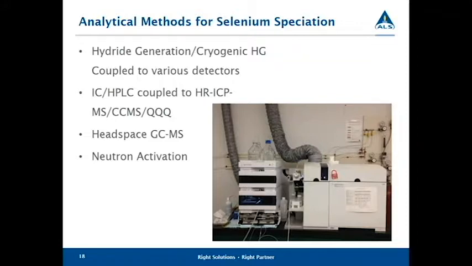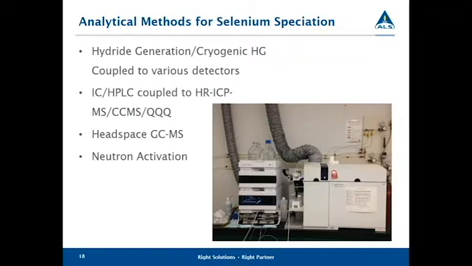Also headspace GC-MS, so gas chromatography in this case is used to separate species, very similar to separating VOC compounds that you may all be familiar with. So typical gas station VOCs like benzene, ethylbenzene, they are also separated using this technique typically. So GC separates the compounds, and then the mass fragment is detected by the mass spectrometer. So these can also be used for detection of certain volatile selenium compounds.